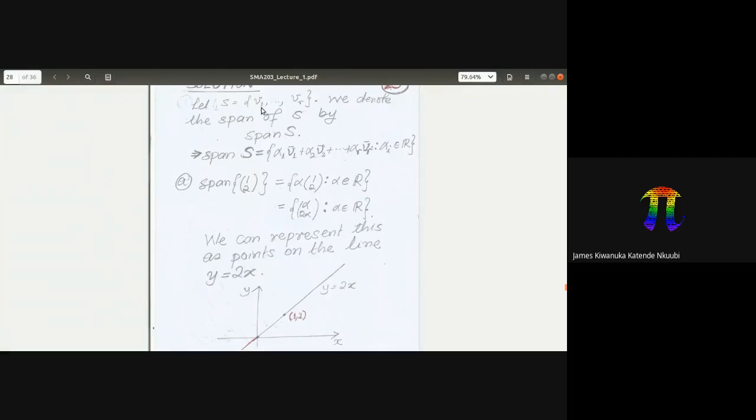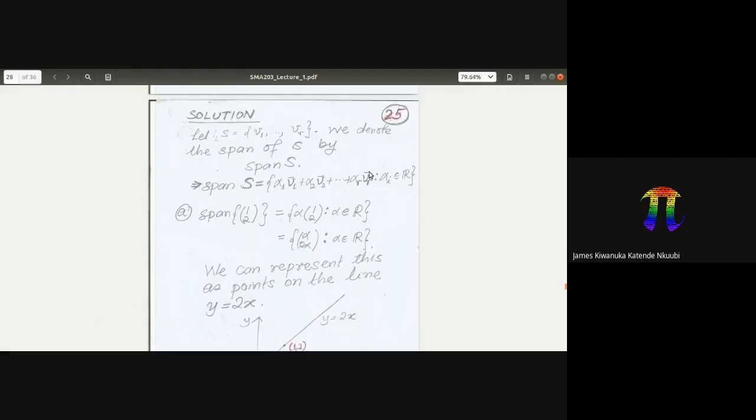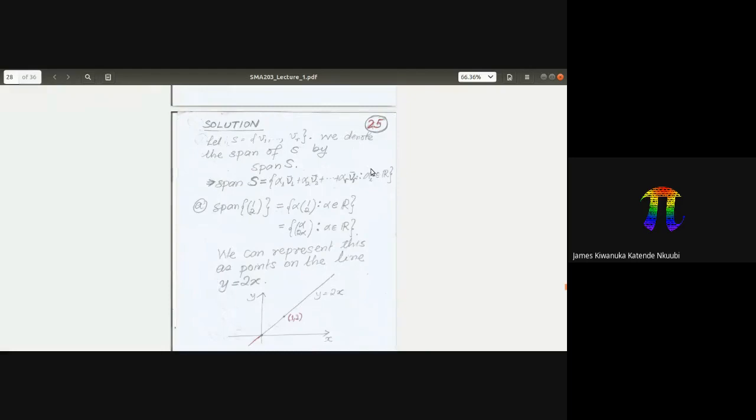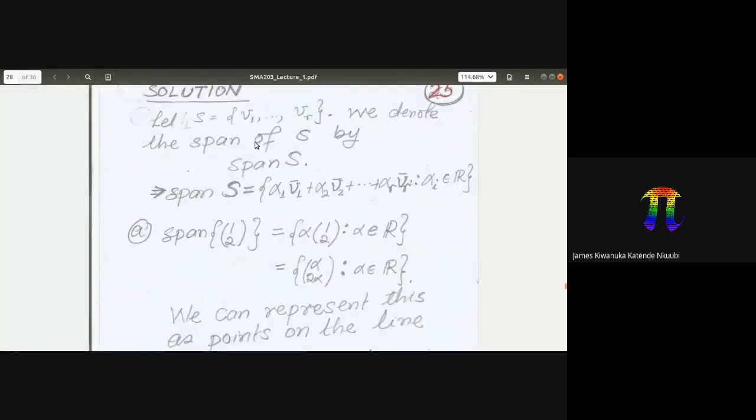So before we proceed, we shall work on some notation. If the set S is V1 up to VR, the span of S will simply be denoted by span S. So basically, the span of S is the set of all linear combinations of the vectors V1 up to VR. The scalars are picked from the real numbers. And if you keep changing the scalars, you keep getting more and more vectors in the span of S. So using that notation, we shall proceed.